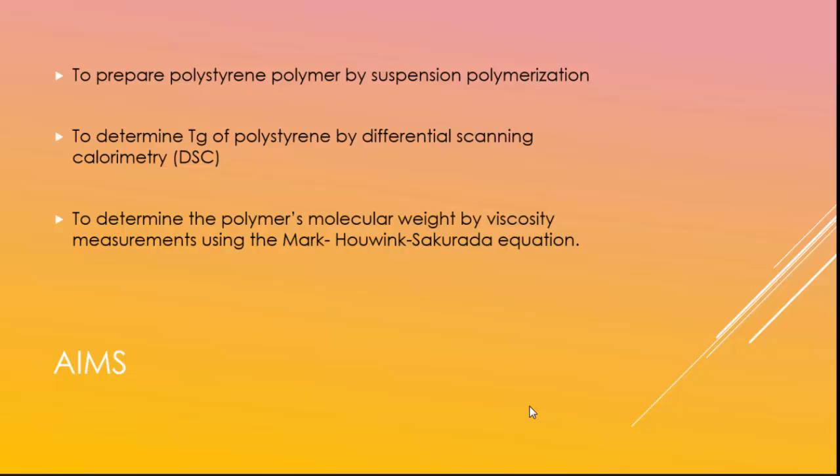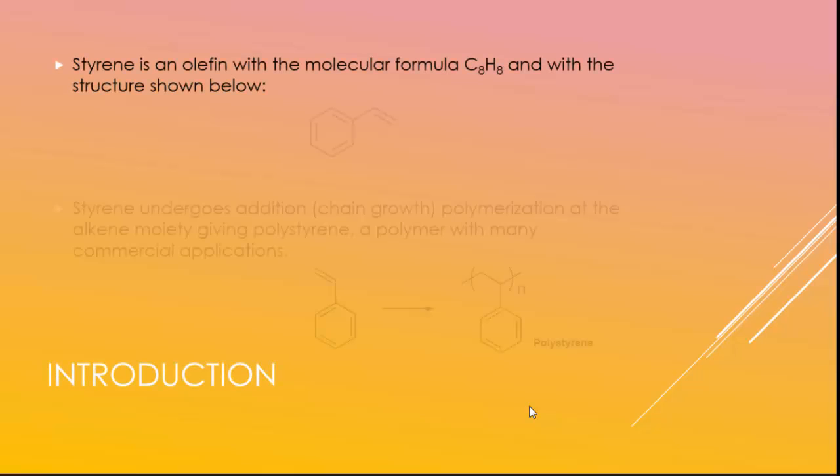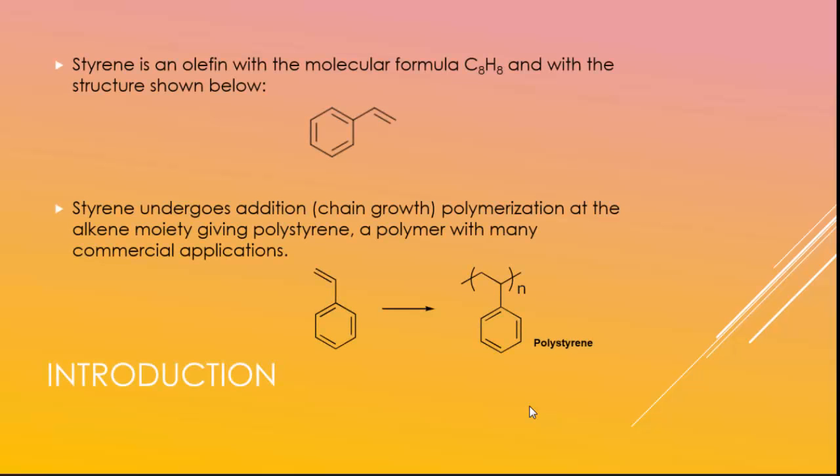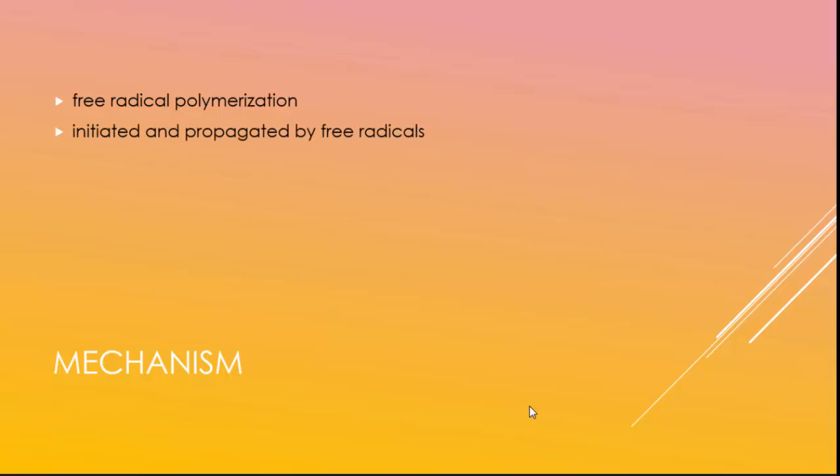Now we know that styrene is an olefin with the molecular formula C8H8 and with the structure shown below. Styrene undergoes addition polymerization at the alkene moiety, giving rise to polystyrene, a polymer with many commercial applications. The polymerization of styrene is carried out by free radical polymerization, a reaction in which polymerization is initiated and propagated by free radicals.